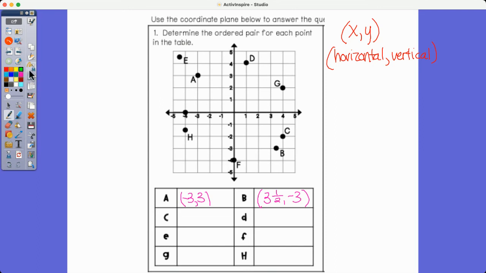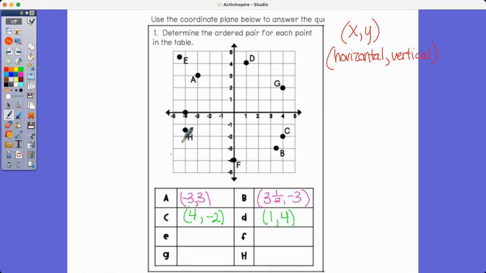C. Let's do that one next. We're going to come over. 1, 2, 3, 4. That's our starter. And we go down for our Y to -2. Let's do D. D, we go over +1, and then up 1, 2, 3, 4. That's our D.